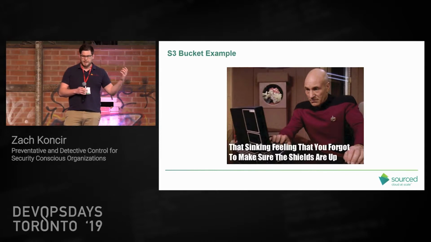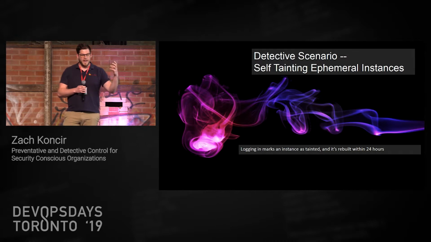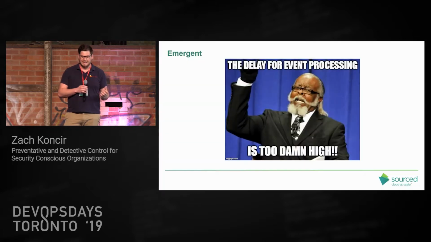So go back to our S3 bucket example, right? This is a good example of a preventative control. We should always make sure that S3 buckets aren't public facing, right? And then if we want to look at a more detective scenario, self-tainting ephemeral instances are a great example of that. If somebody logs into an instance, we tag it, we kill it, and we always make sure that we're going back to that clean baseline.